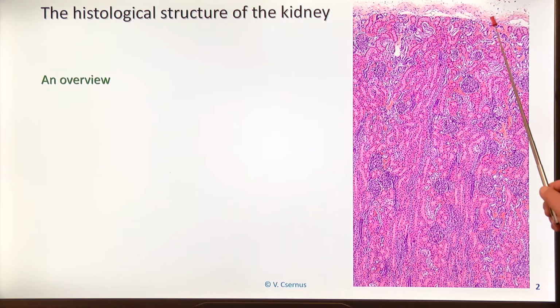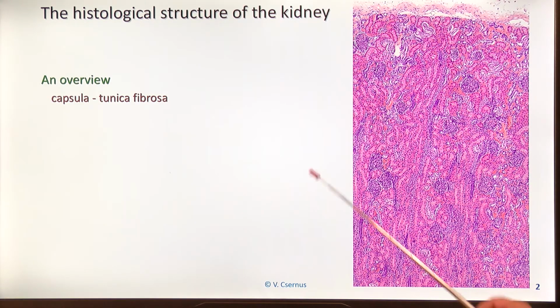Whatever you can recognize easily is a thin layer of dense collagenous connective tissue on the top of the kidney. This is the kidney capsule. This is what we name the renal capsule on the anatomical part of this structure. This is the capsule or tunica fibrosa.